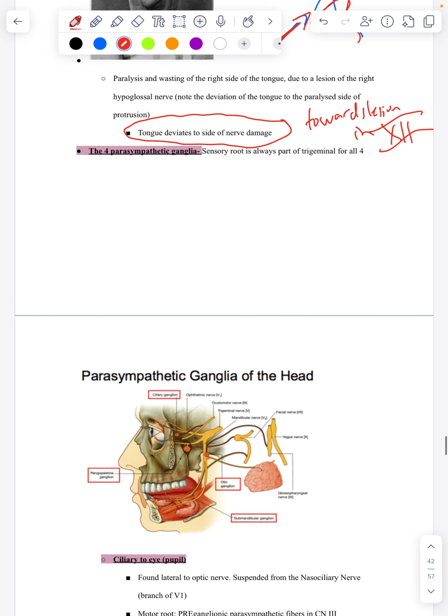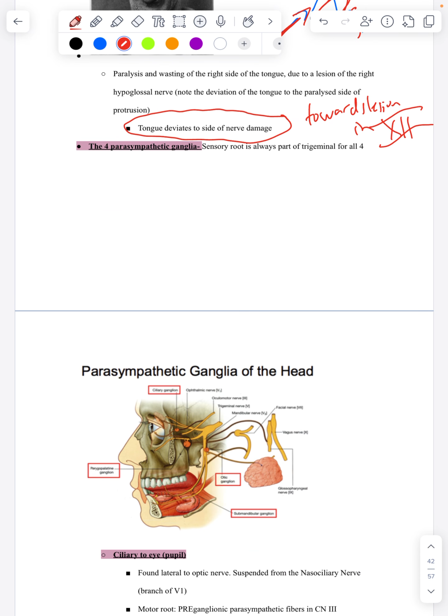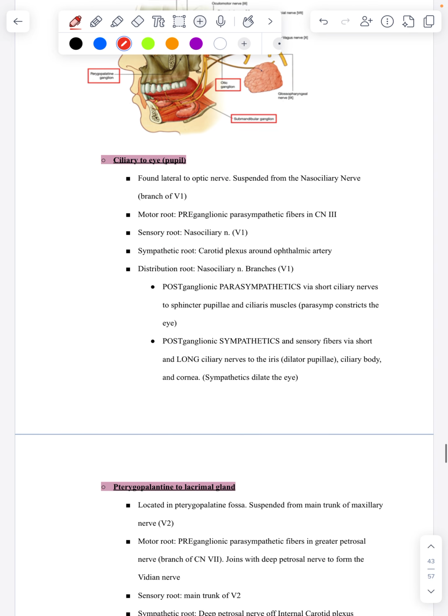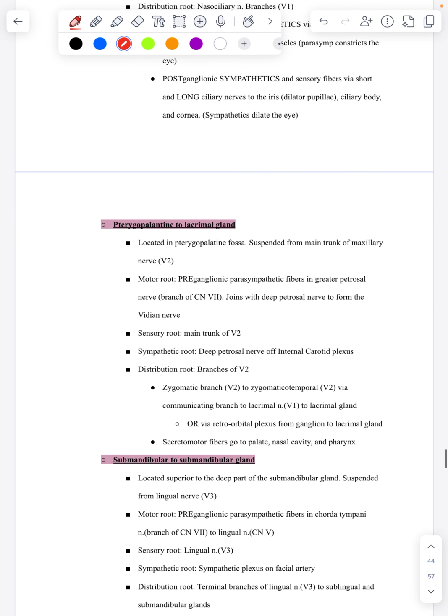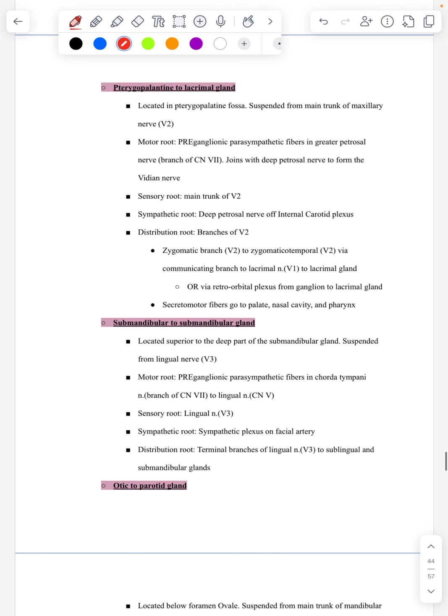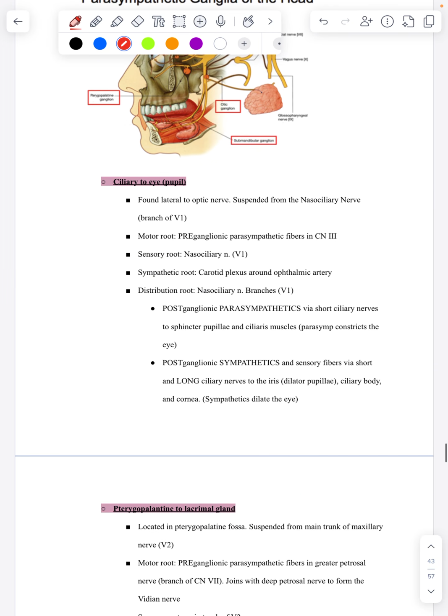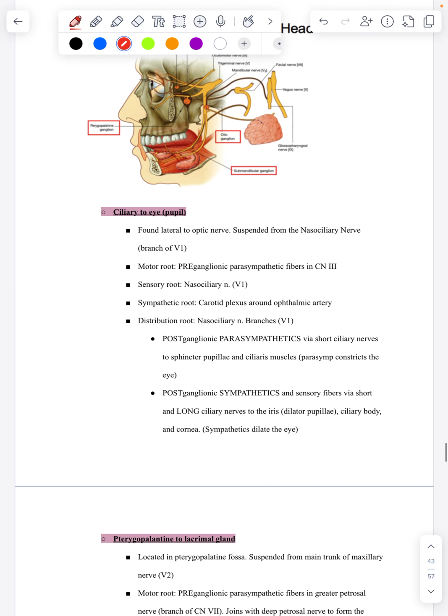Okay, now, the 4 parasympathetic ganglia. We have ciliary to the eye, pterygopalatine to the lacrimal gland, submandibular to submandibular gland, and then otic to the parotid gland. I'm going to try to explain these using mnemonics. I hope these help.